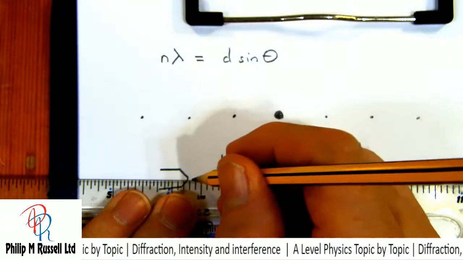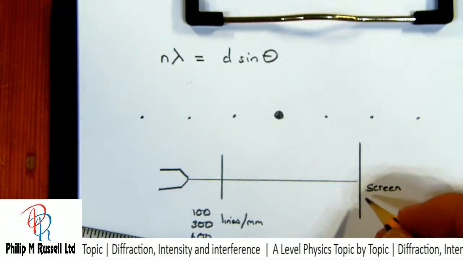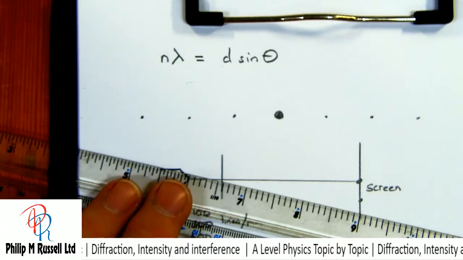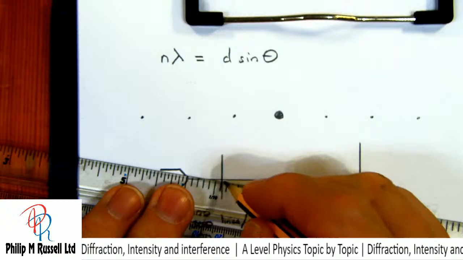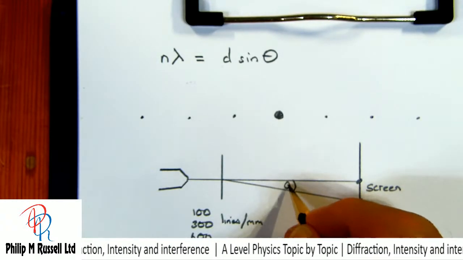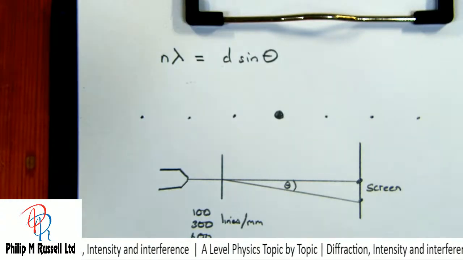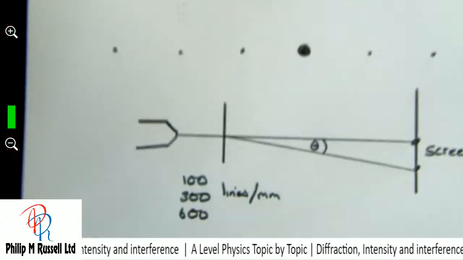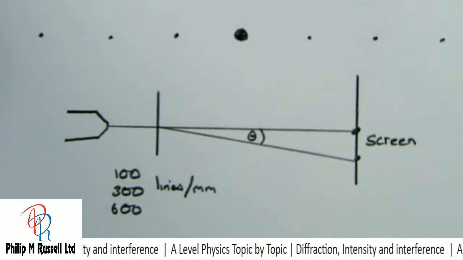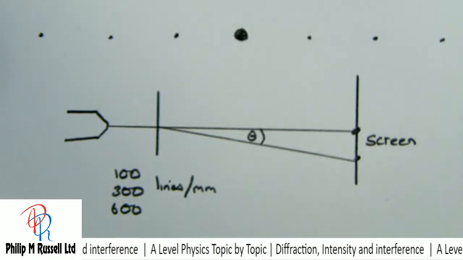If I take my bright spot and we take my next spot here, this is our angle theta that we're talking about. Just try and zoom in for you a little bit. There we are. So there is my angle theta.